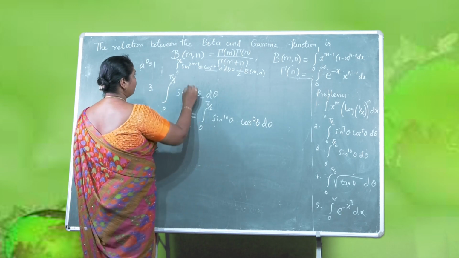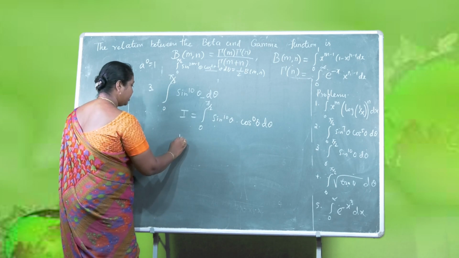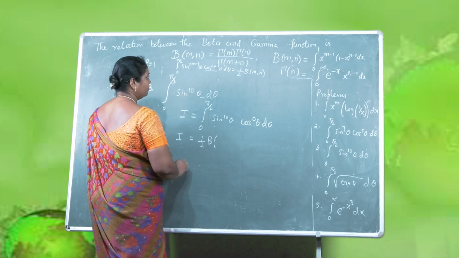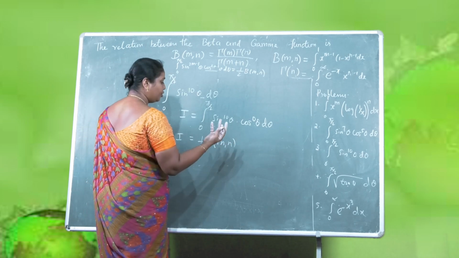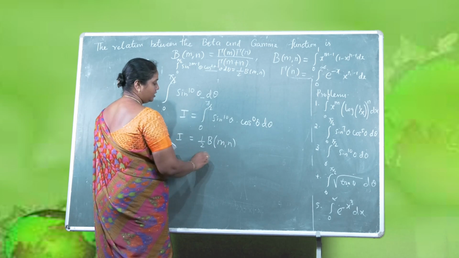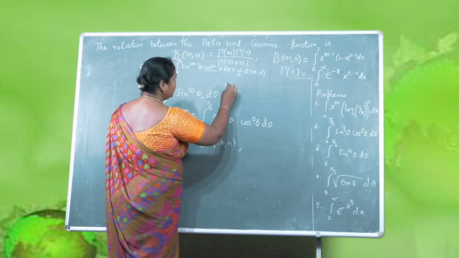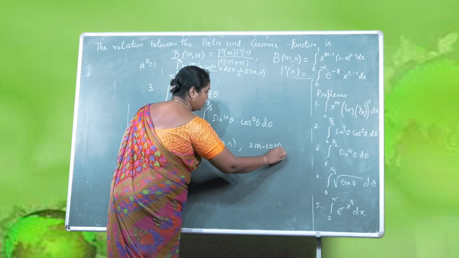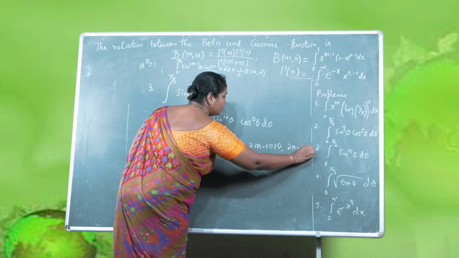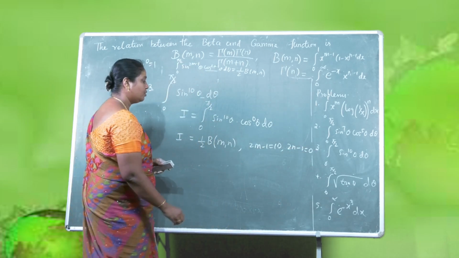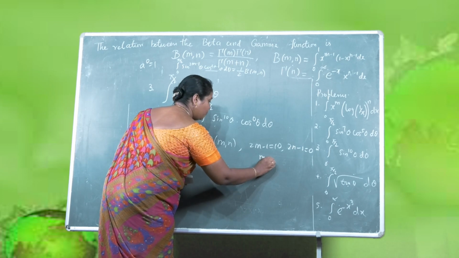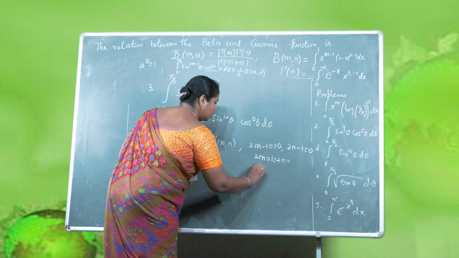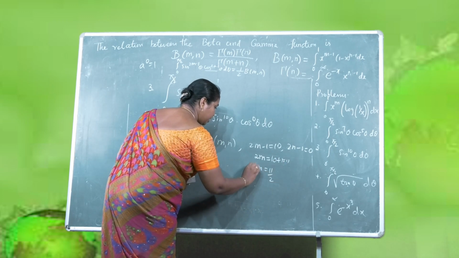So now we will compare this with this formula. What will you get? I is nothing but 1 by 2 times beta of m comma n, because I don't know m and n, that's why I am using the same notation. So what is 2m minus 1 from this formula? 2m minus 1 is nothing but 10. 2n minus 1 is nothing but 0. So 2m is nothing but 10 plus 1, that is 11. So m is nothing but 11 by 2.